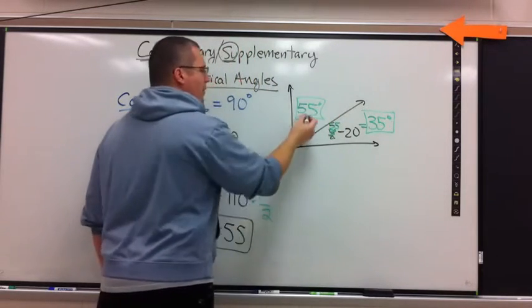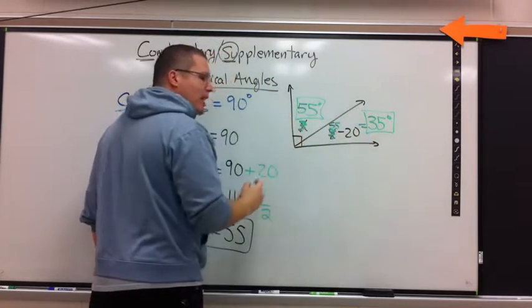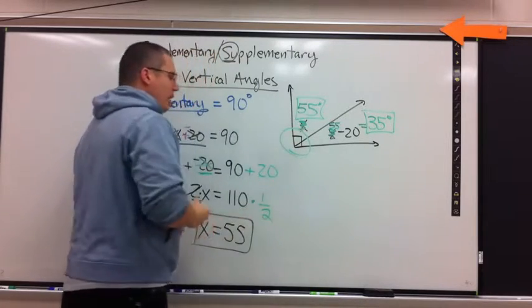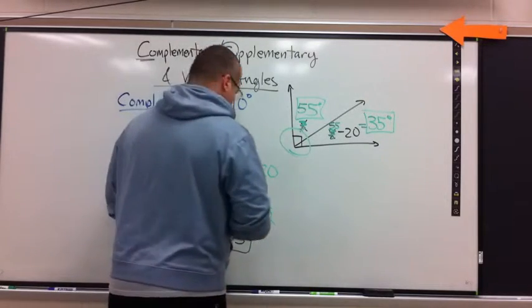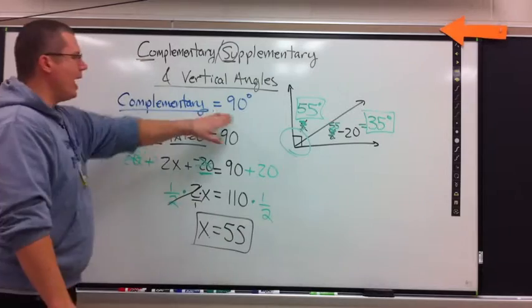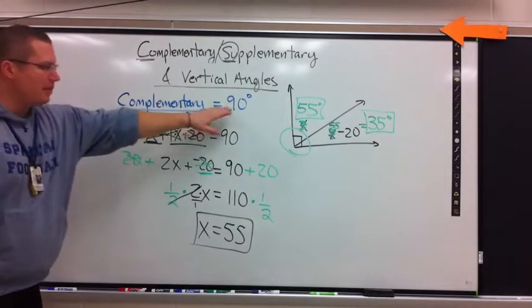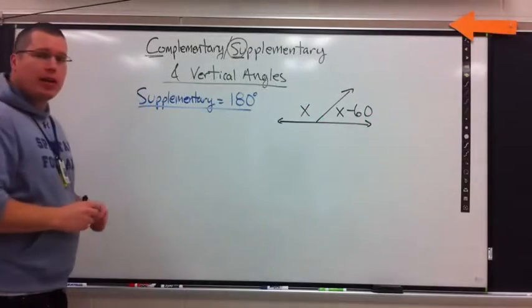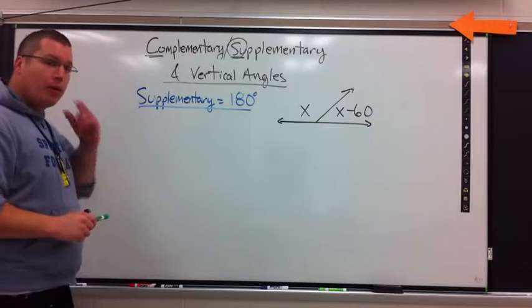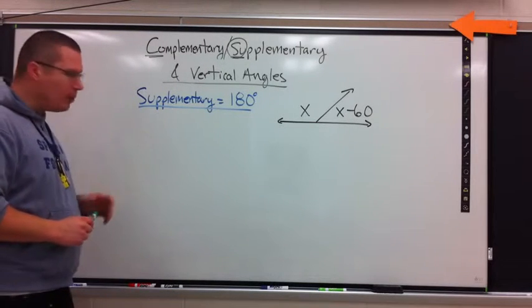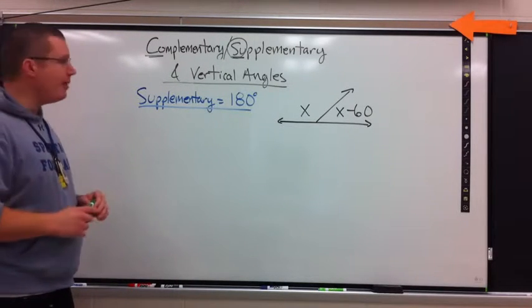How could you check? 55 plus 35 had better equal what? It better equal 90. Complementary adds up to 90. I'm going to go just a little faster. Please feel free to pause, rewind, whatever. But I have a time limit here.